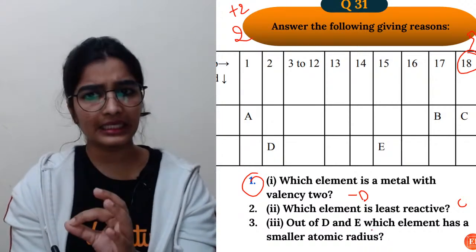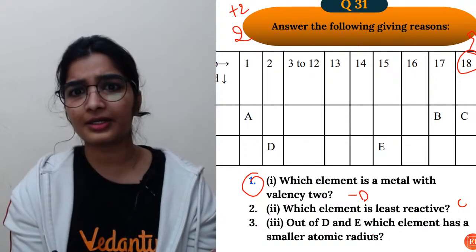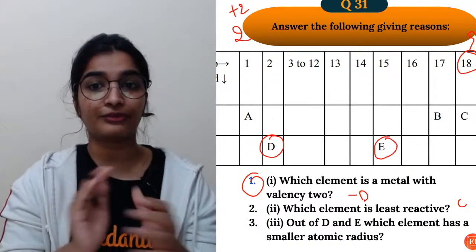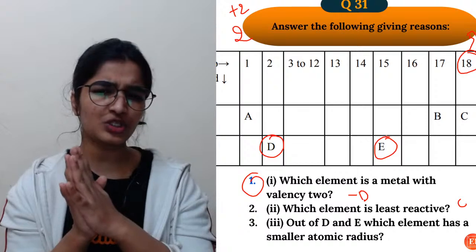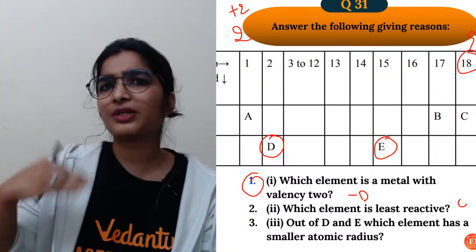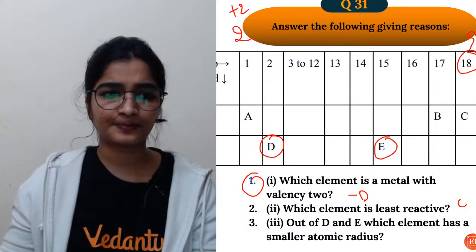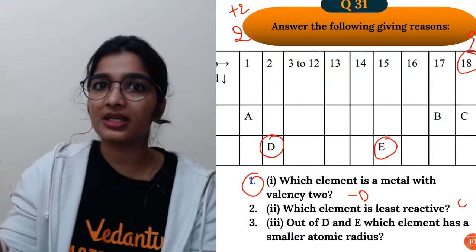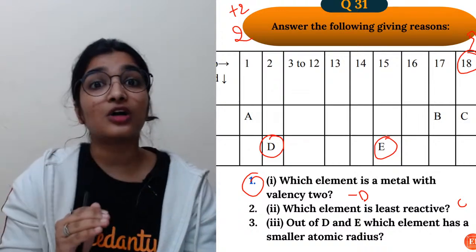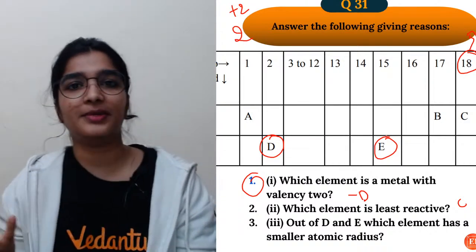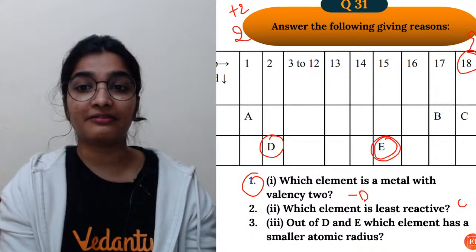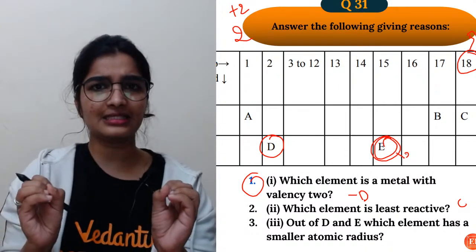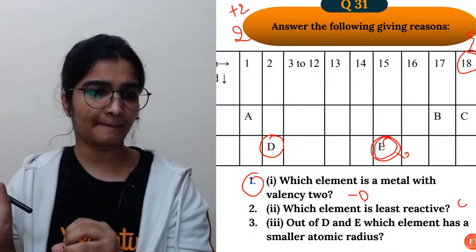Out of D and E, which element has a smaller atomic radius? D is in group 2, E is in group 15. Out of D and E, which element has a smaller atomic radius? What happened to the atomic radius across the period? Very good. Why? Because they both are in the same period, and one thing we have already learned is atomic size decreases across the period. So compared to D, E must have the smaller atomic size, right? Yes. So E has the smaller atomic radius.